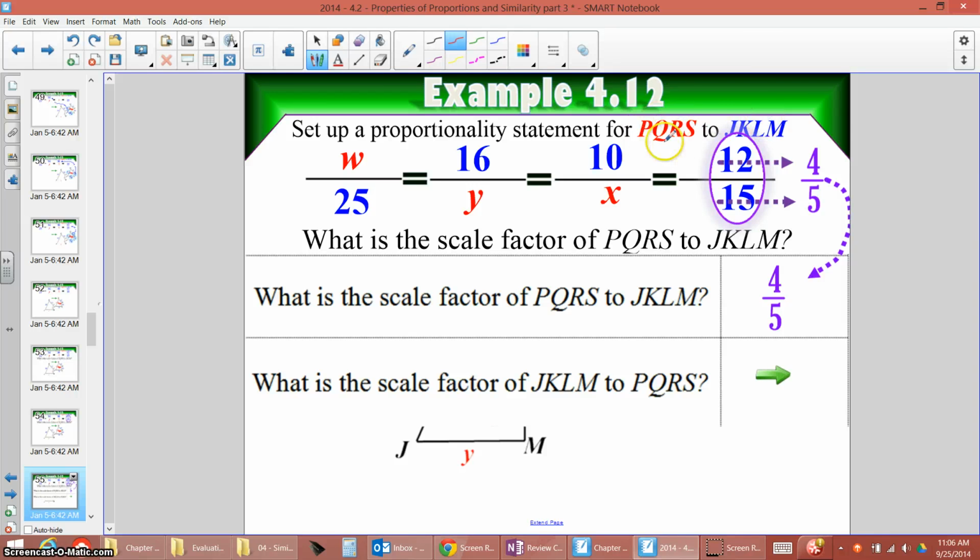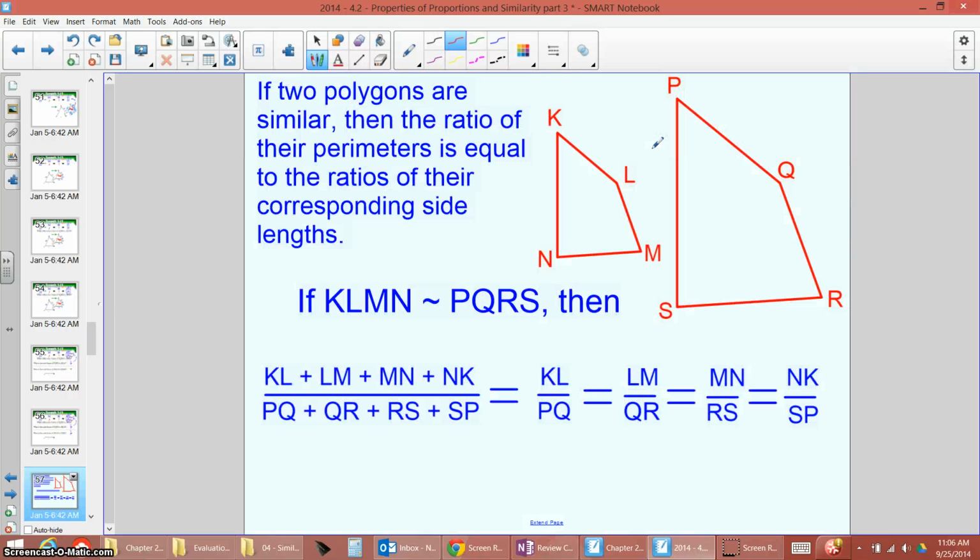Notice how we're going from PQRS to JKLM, and it's 4/5. Now, if I want to go backwards, I have to do the reciprocal, and it gets me 5/4. Going one way is 4/5, going the other way is 5/4. All right. So this is kind of what we covered right now.